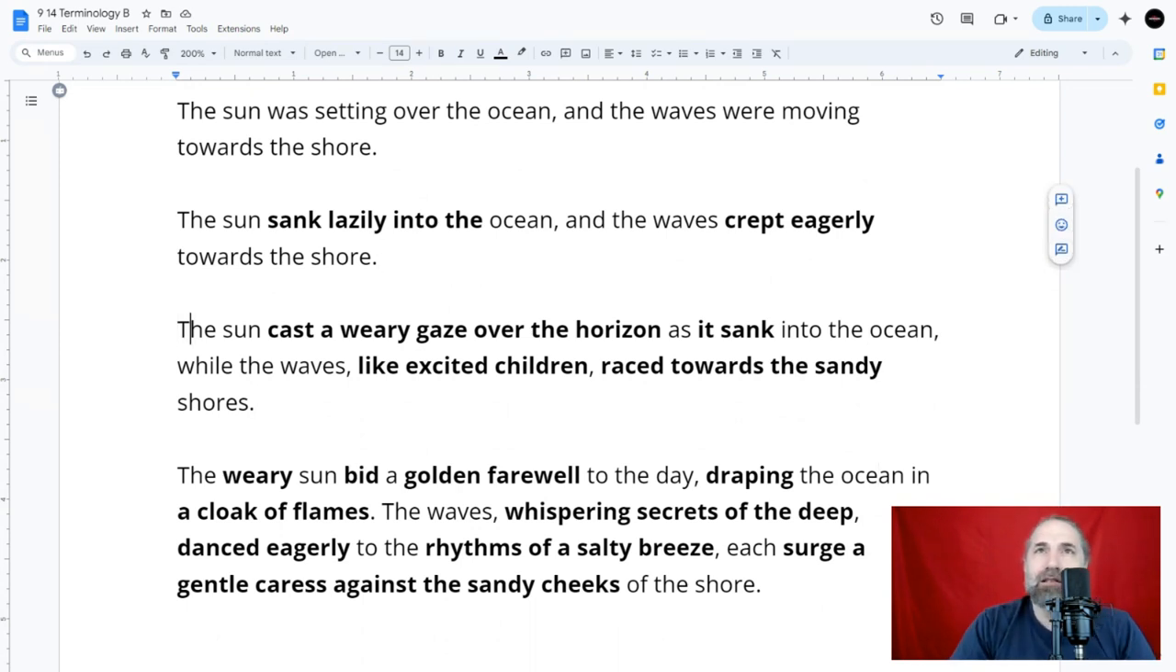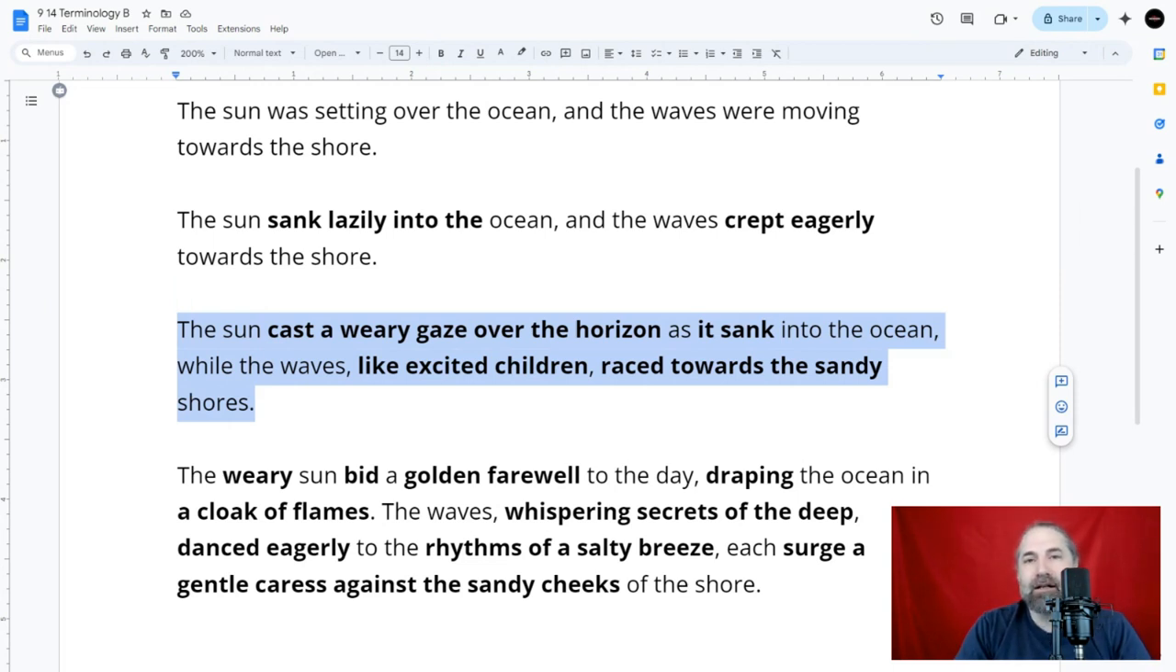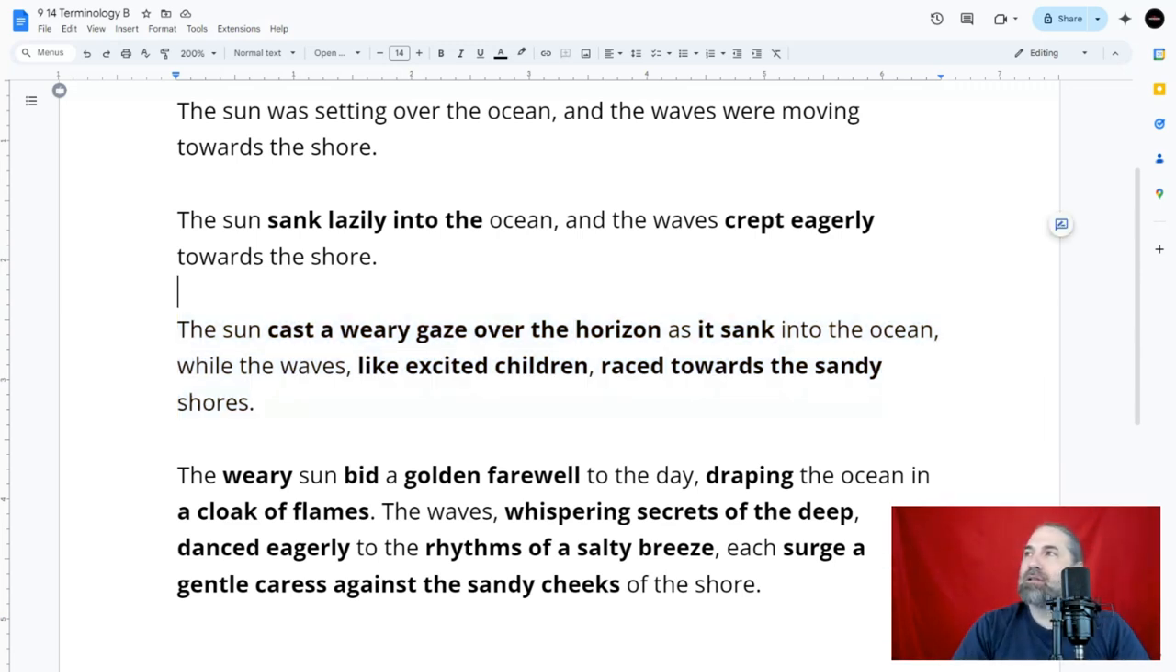So the sun cast a weary gaze over the horizon, and it sank into the ocean while the waves, like exciting children, raced towards the sandy shores. And this is where you start getting into more like pro writing. Now, obviously, this is not worked. It's just dump and write. But ultimately, this is where you get those really nice prose from, like, even old style writing and the 60s, 70s, 80s, 90s, 2000s, right?